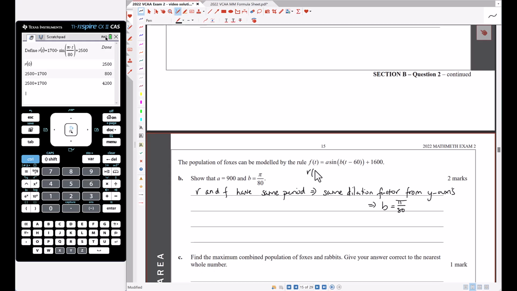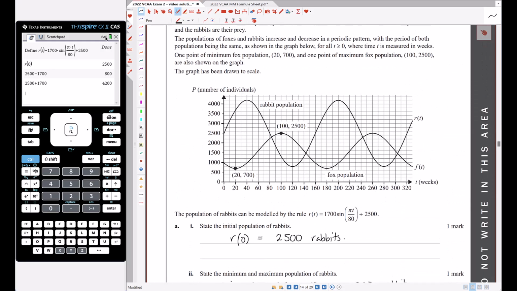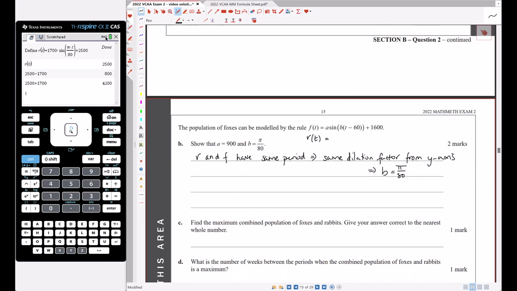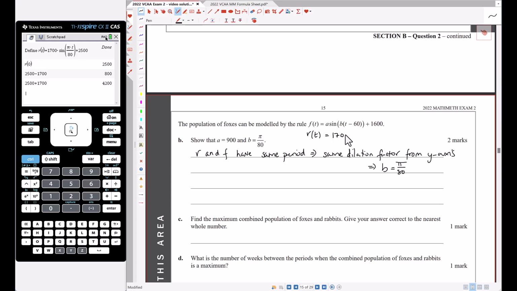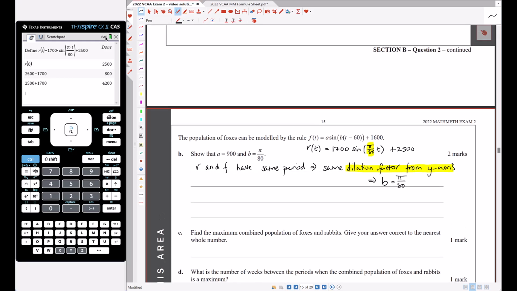I'm going to write R of t here as well. 1700 sine. So that's the dilation factor from the y-axis. Show that A equals 900, so that will be the amplitude.